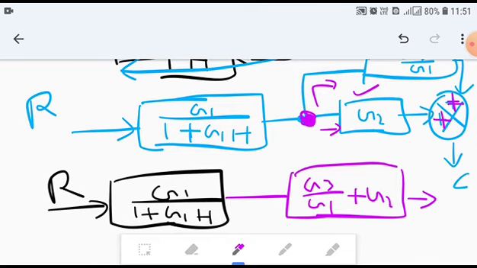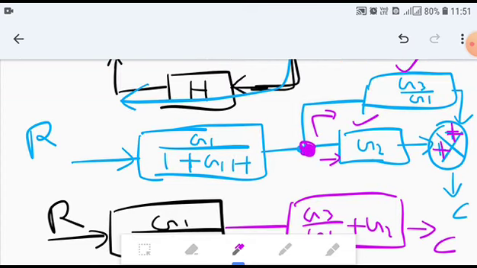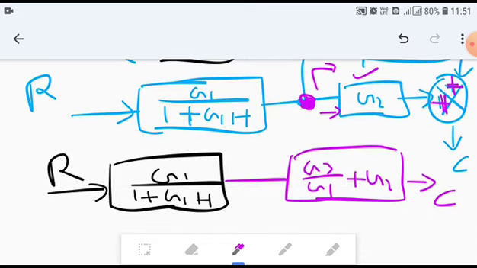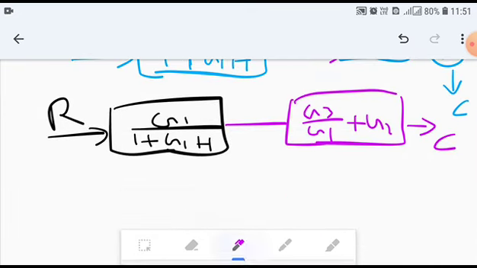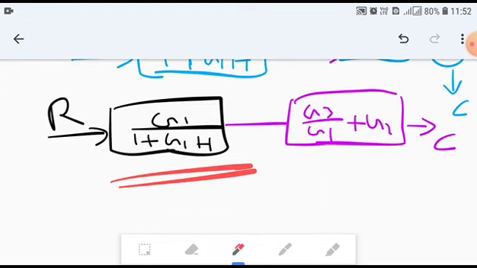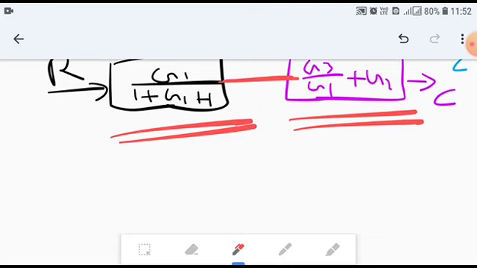And this is connected. Now the summing point will vanish, because we have used the summing point and we have added this G3 by G1 and G2. Forward path, parallel, both are added. Now if you observe here, this G1 by 1 plus G1H and G3 by G1 plus G2 are in series. So we will be multiplying these two into a single big block.